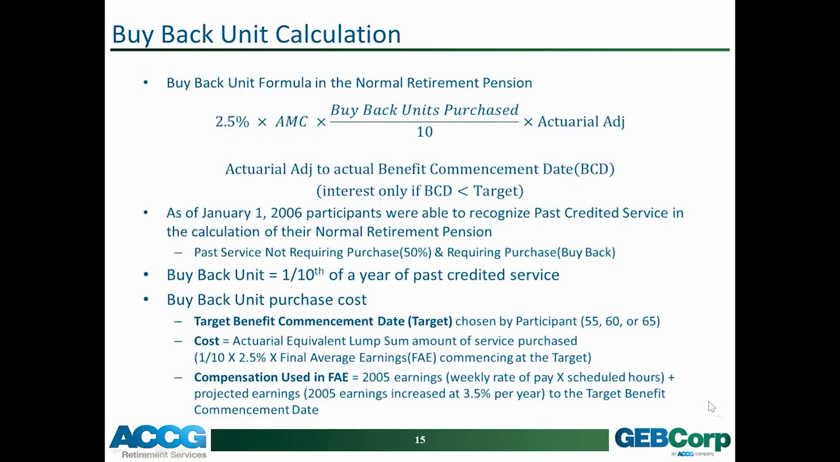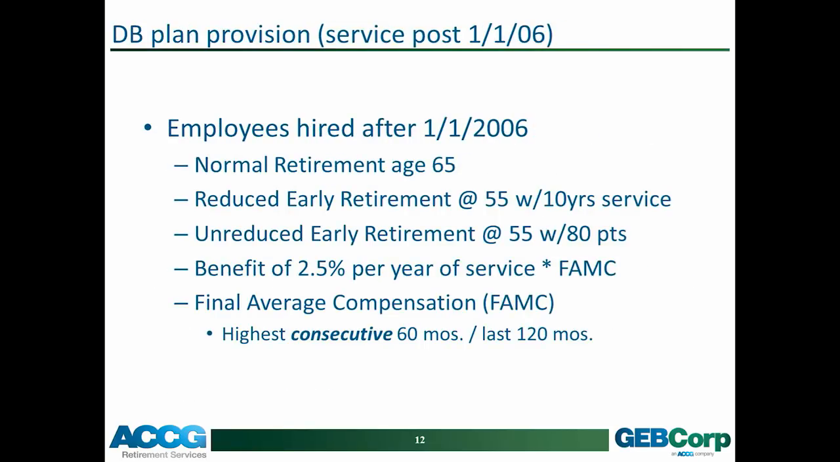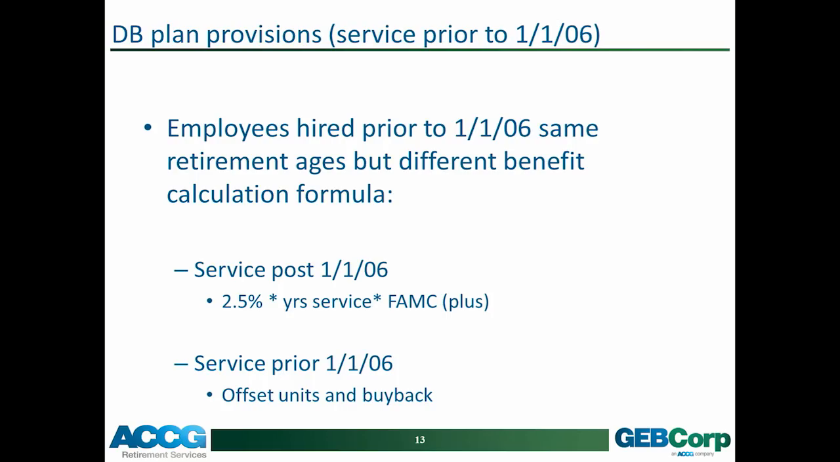Okay. Yes? Before you had the defined benefit plan provision, employees hired after 1/1/2006. Yes? And then what was it? Did I miss something on employees hired before? Well, no. Right here is, yeah. Okay. This will all be on the website. I mean, the county website. You'll be able to pull this. But there you go. It was just employees hired prior to 1/1/06. You have 2 components to your defined benefit. You got service after 1/1/06, which is easy to calculate, and service prior to that, which incorporates offset units. Okay.